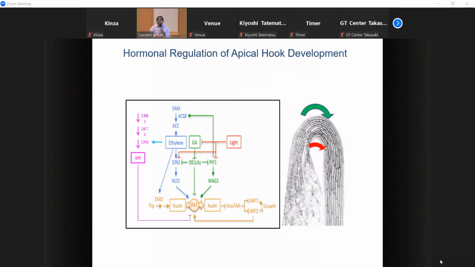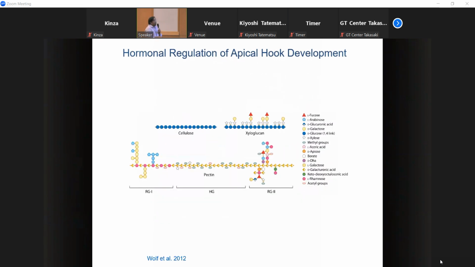It is unknown. We believe that the downstream is the cell wall, because for differential cell elongation, it is likely that cell wall modification is differentially regulated. So I will give you a very simple and probably simplistic view of the cell wall. The cell wall is made up of cellulose, hemicellulose, and pectin, which involves RG1, RG2, and HG.